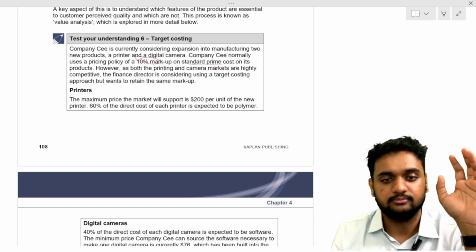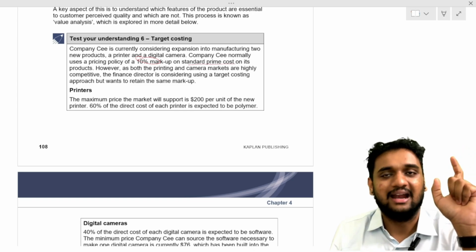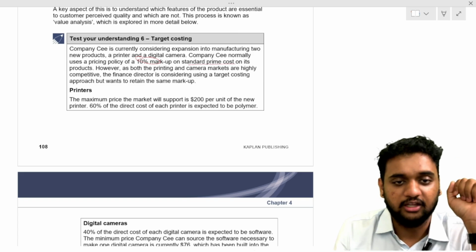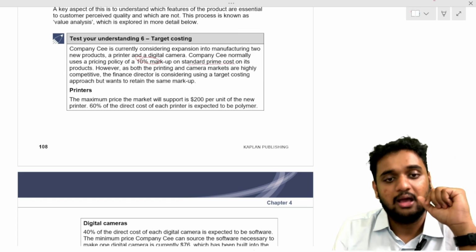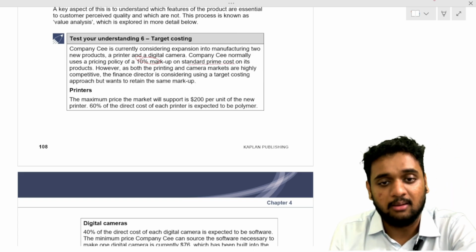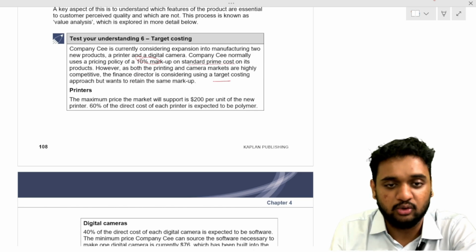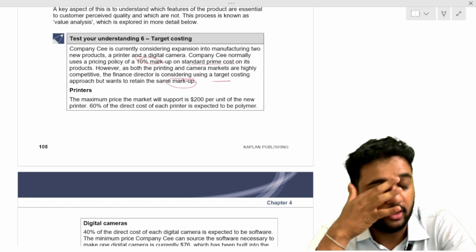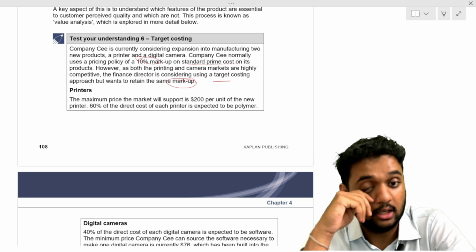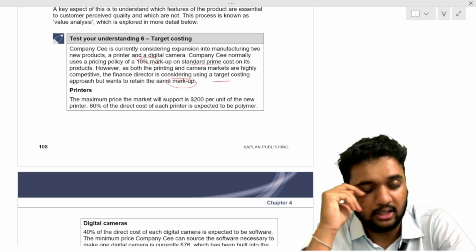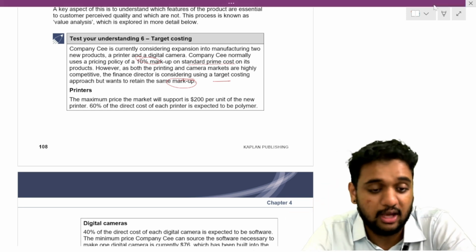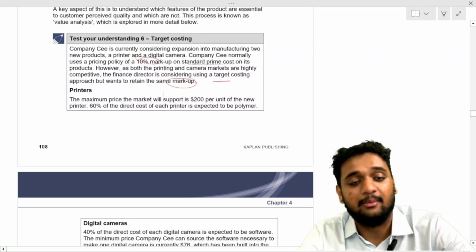What is prime cost? Direct material, direct labor, direct expense. On that you have 10% markup. However, as both the printing and the camera markets are highly competitive, the finance director is considering the use of target costing approach, but wants to retain the same markup. Doesn't want to reduce the markup, but wants to reduce the cost by bringing in target costing methods. Understood? For printer and digital camera, they are given separately.